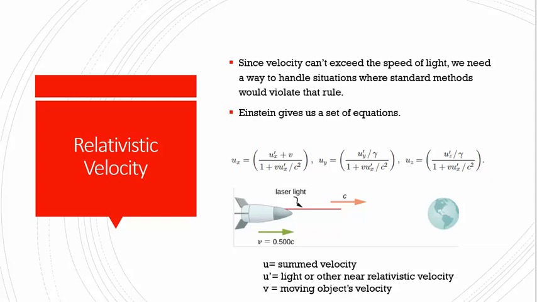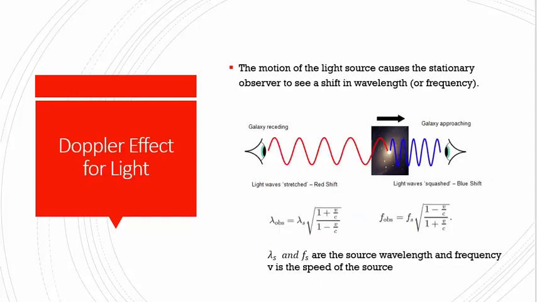And so we have a set of equations to handle that include kind of a fudge factor for relativity. And you can see those equations right there. And so U is the summed velocity, the velocity that the observer would see the laser light going at, in the case of the spaceship and the laser light. And then U prime is the actual speed of the light, and v is the velocity of the moving object.